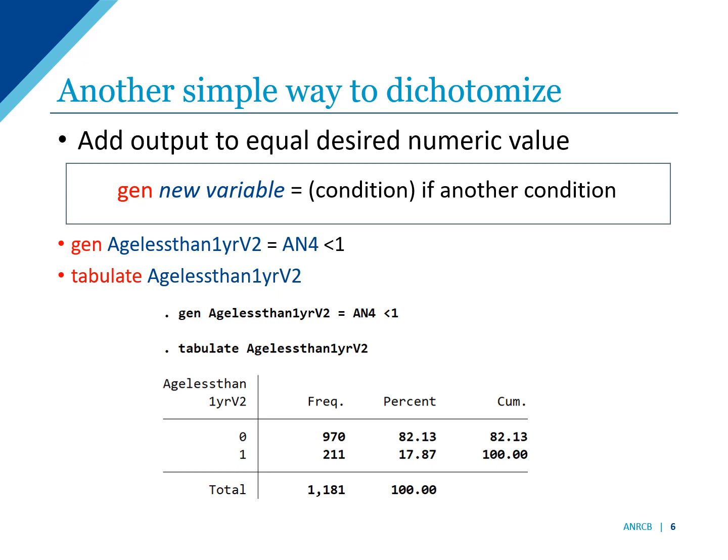You can also dichotomize by simply creating a new variable that you set equal to some condition of another variable. In this example, we generate a new variable with the gen command and call it age less than 1 year version 2, or age less than 1 year v2, and set it equal to AN4 less than 1 year of age. Then Stata creates this new variable with all observations of children less than 1 year of age with a value of 1, and then it defaults to assigning a value of 0 to the remaining observations.